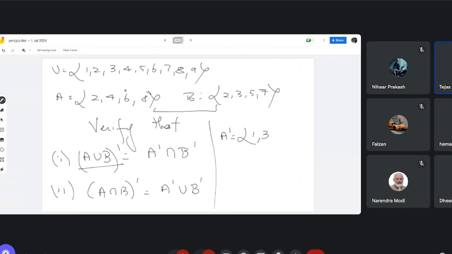3. 4 is there, I ignore. 5 is not there, I write 5. 6 is there, I won't write. 7 is not there, I write 7. 8 is there, I ignore. 9 is not there. So A dash I found. Elements which are there in the universal set, but not in A, this is my answer.